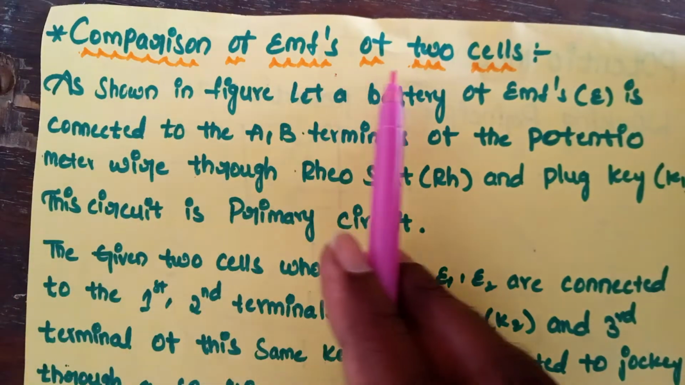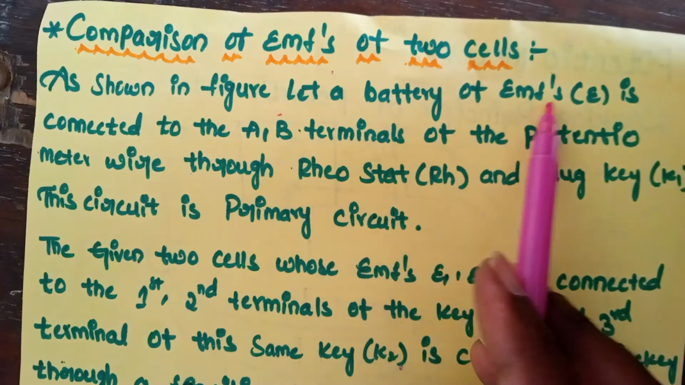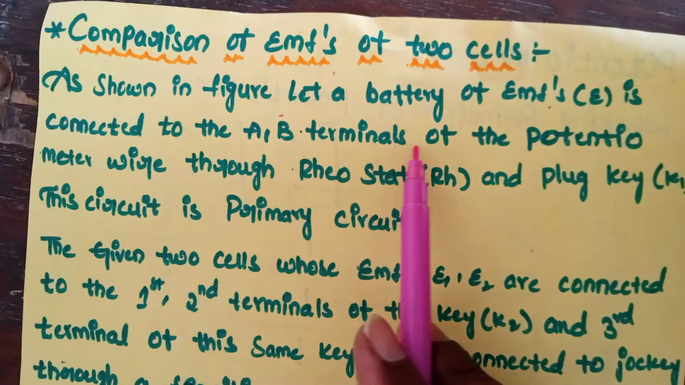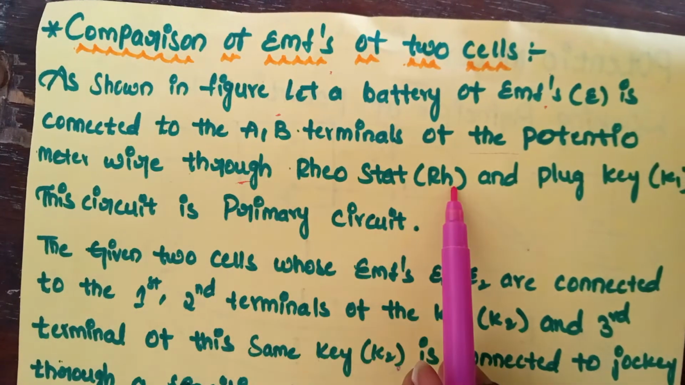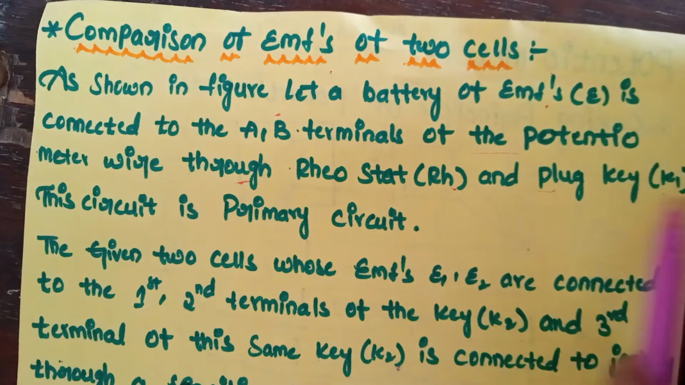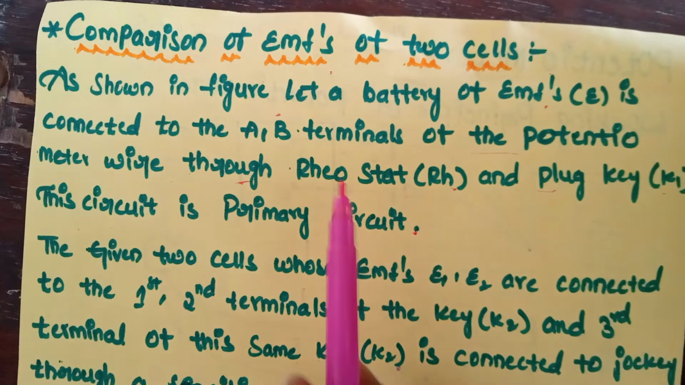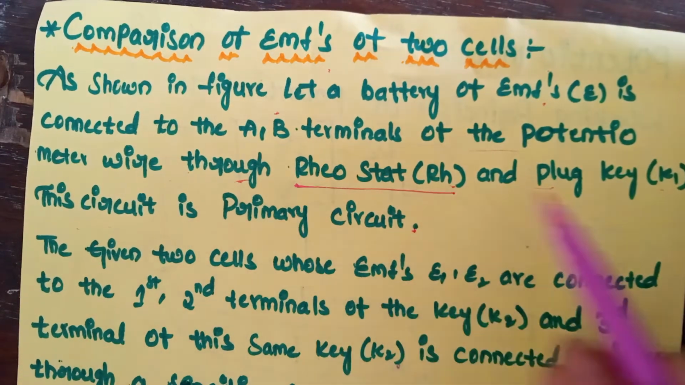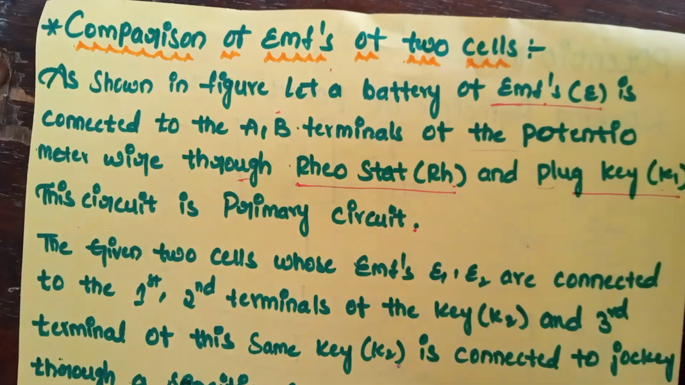Comparison of EMFs of two cells. As shown in figure, let a battery of EMF be connected to the A, B terminals of the potentiometer wire through rheostat and plug key K1. This circuit is primary circuit. In primary circuit, what are connected? Rheostat, plug key, battery. These three are connected.